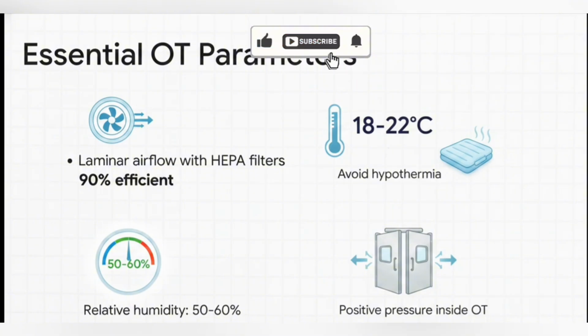Lastly, let's look at the actual environment of the operation theater. The OT must have ultra-clean laminar airflow using HEPA filters. These amazing filters are 90% efficient at pulling out particles larger than 0.5 millimeter. The optimum temperature should be kept comfortably cool for the surgeons, around 18 to 22 degrees Celsius. But wait, the patient should not feel cold. You have to avoid patient hypothermia by using a forced air warming blanket, widely known as a Bair Hugger. Keep the relative humidity dialed in at 50 to 60% and always maintain positive air pressure inside the OT. This ensures that when the doors open, unsterile outside air doesn't rush in.